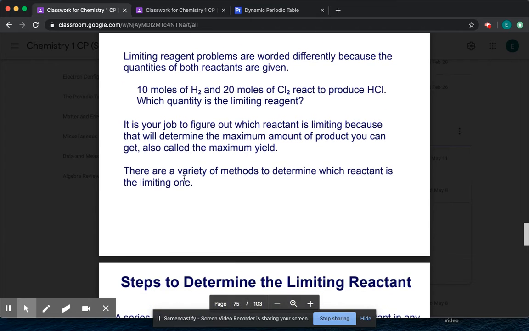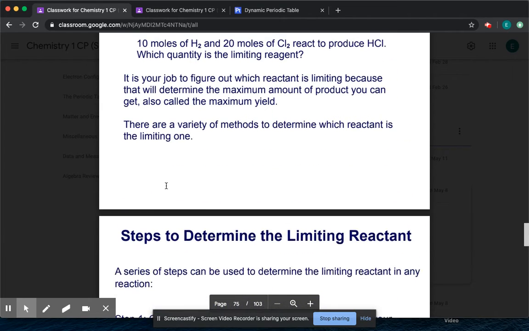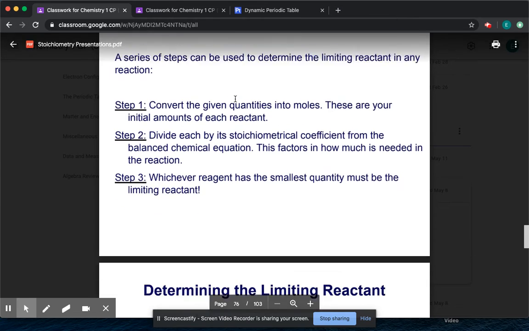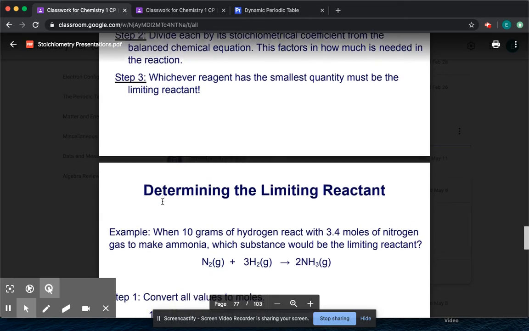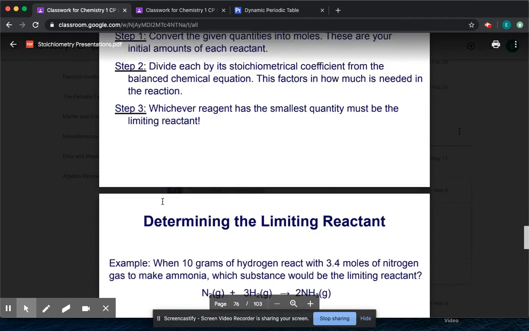Anything else will confuse you. So how would we determine this if it wasn't a simple one-to-one? First steps first. If it wasn't already in moles, you need to convert everything into moles because of what we just talked about. These are going to be your initial amounts of each reactant. And then the rest, divide by the coefficient, and the smaller number will be your limiting reactant.